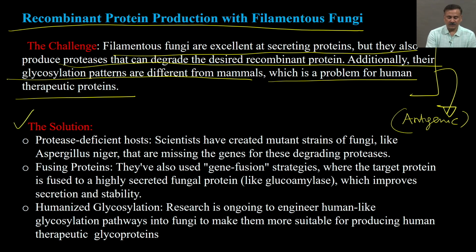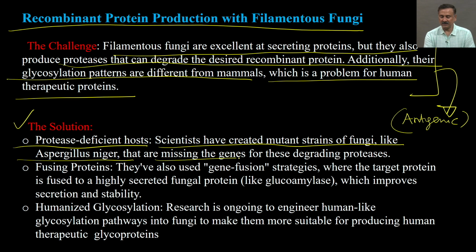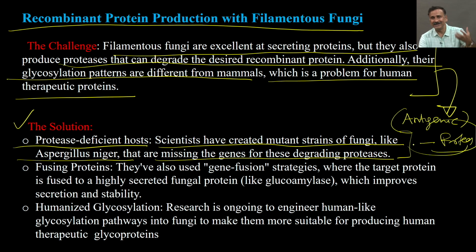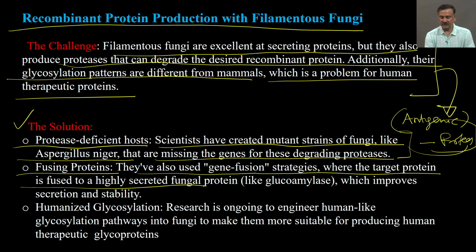What is the solution? The solution is you can use a protease deficient host. So, scientists have created a mutant strain of fungi like Aspergillus niger that is missing the gene for the protease. So, it is actually a minus protease strain that you can generate, and because of that it is not going to degrade the proteins. Then you can also use fusion proteins, also called a gene fusion strategy, where the target protein is fused to a highly secreted fungal protein, which improves the secretion and the stability.